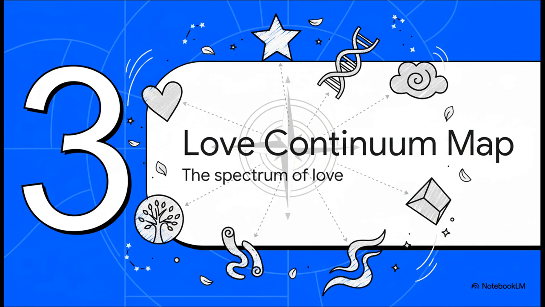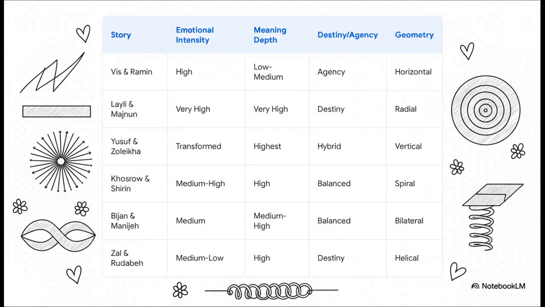Now, let's zoom out and see how they all fit together on a single, unified map of love. And when we put it all together, this is what we get. I mean, this table just brilliantly illustrates the entire spectrum. At a glance, you can see how each story has its own unique emotional fingerprint across intensity, meaning, and agency. This isn't just some random collection of stories. It's a complete system for mapping all the different ways we experience love.